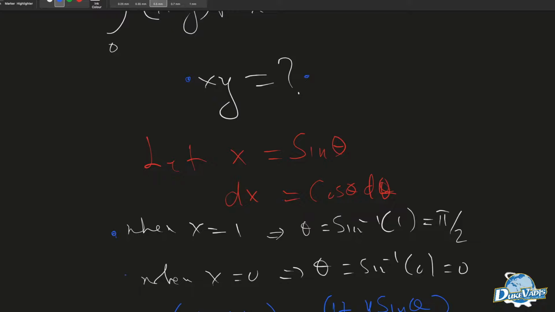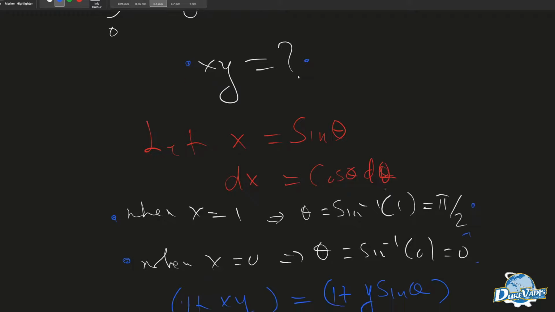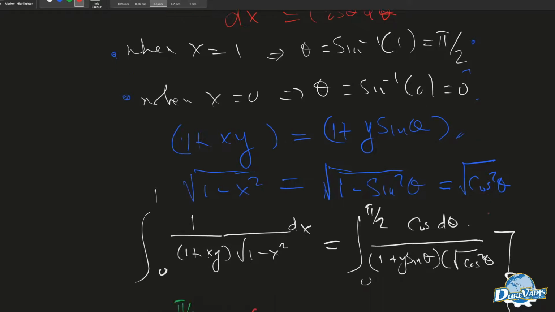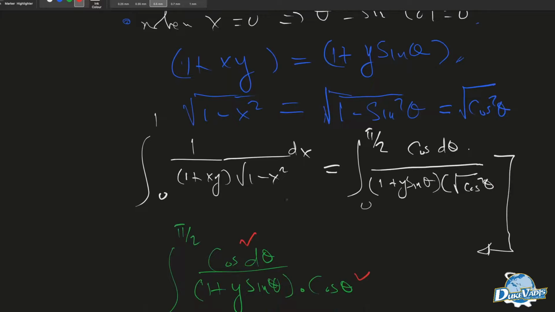Now because of that, the limit changed. So when we substituted it, the x equals to 1 and x equals to 0. Our limit we had was this and that. And also 1 plus xy became 1 plus y sine theta. And 1 minus x squared, when we substituted the sine theta in, we have square root of cos squared theta. Then we substituted back into the integration, we had this.